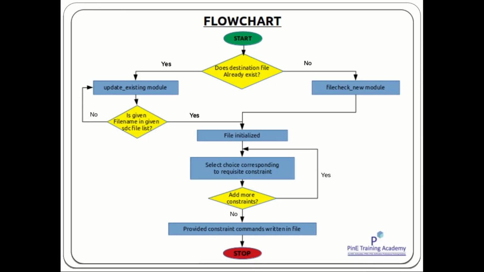constraints. Now after selecting the choice and filling up the parameters, if the user wants to add more constraints, then in that case, it asks whether he wants to add more constraints, and the user has to give the input as yes or no. If the user gives the input as yes, then it again gives the choice to the user and the parameters are added. And if the user has to stop the constraint appending in the file, in that case, the provided constraint commands along with the parameters which are given by the user are written in the file. So this is pretty much the flowchart of the project.